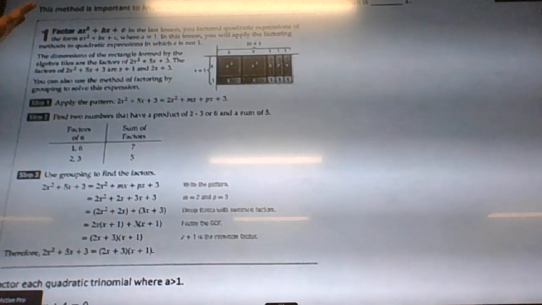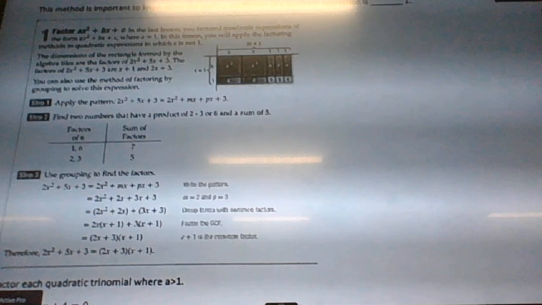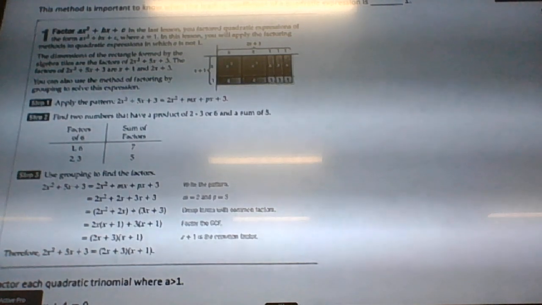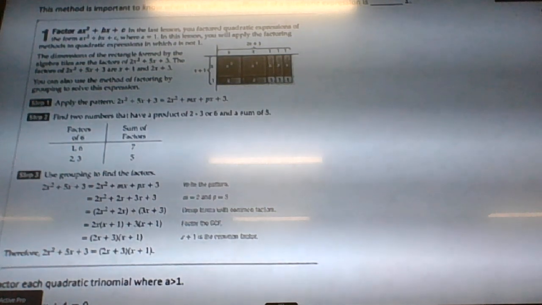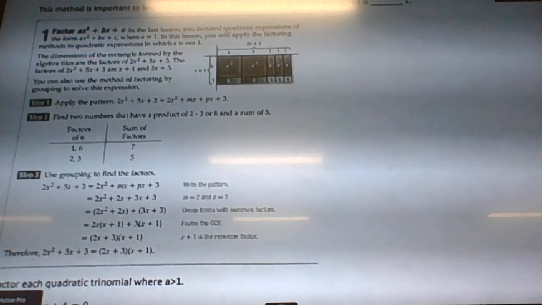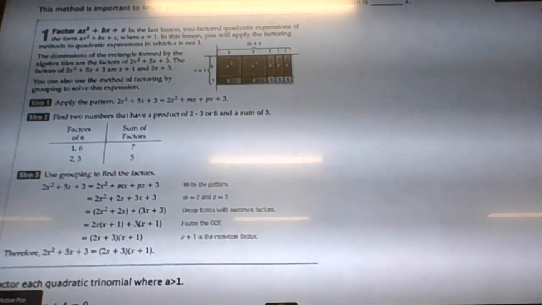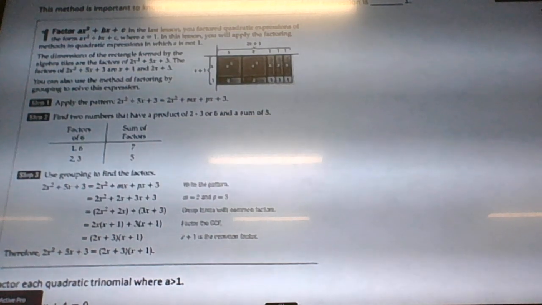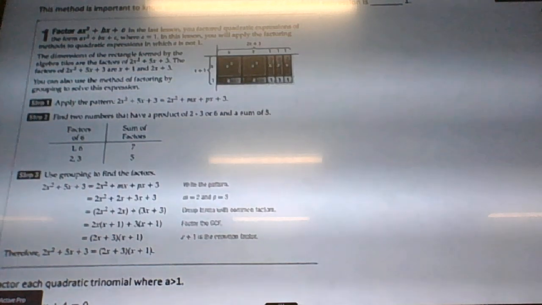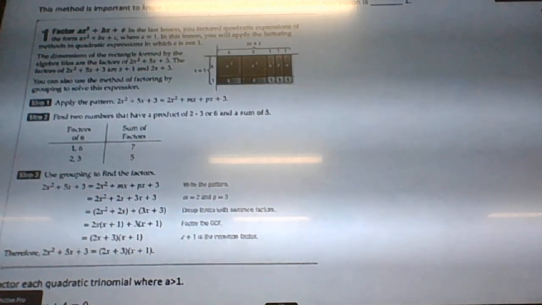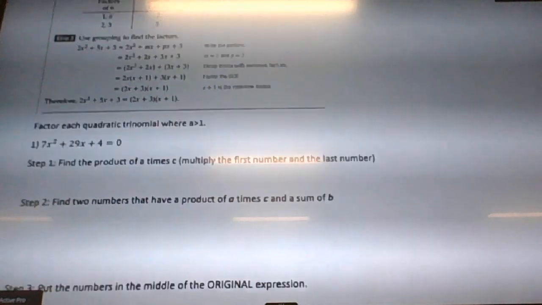What's interesting is that your textbook does not explain how to factor this. The reason for that is because it is an Algebra 1 skill. It's an Algebra 1 book. So I copied this from an Algebra 1 book for you, so you had some explanation from a textbook. I find that it's a lot to look at, but I do think it's helpful.